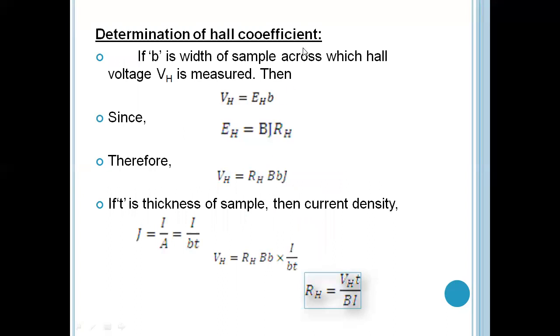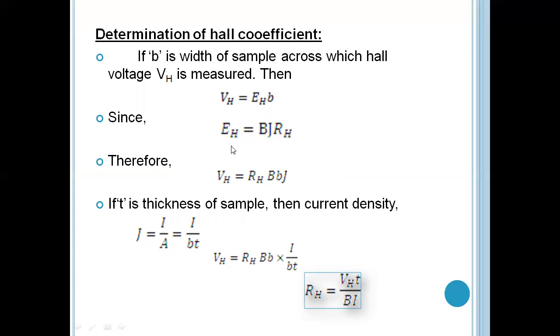Second one, determination of Hall coefficient. How to find out the Hall coefficient value? For that, let b be the width of the sample across which the Hall voltage is measured. In the dimension in which you are supposed to measure the Hall voltage, let b be the width. Then, V_H is equal to E_H times b, the relation between potential and the electric field.